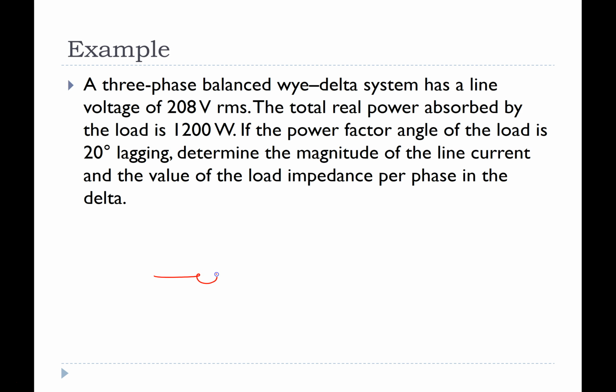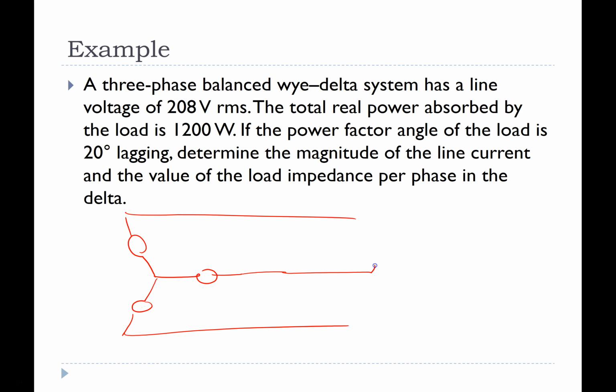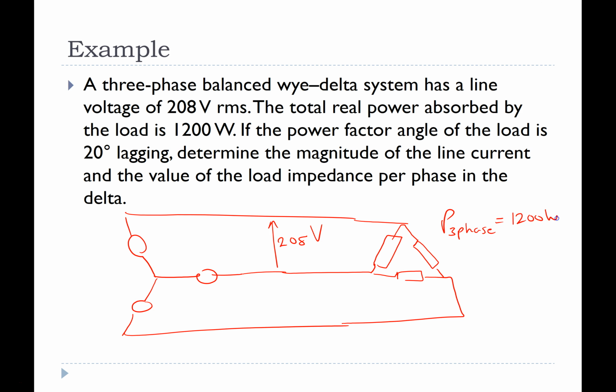So we have a Y source, and that is driving some delta load. And we know the line-to-line voltage is 208 volts. And the power P 3-phase is equal to 1200 watts. Power factor 20 degrees lag. So this is the information we have.